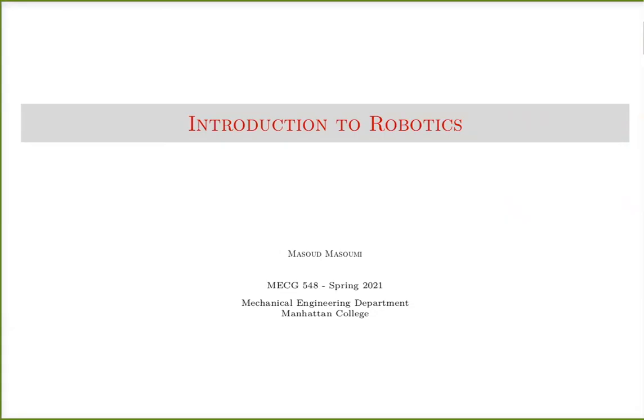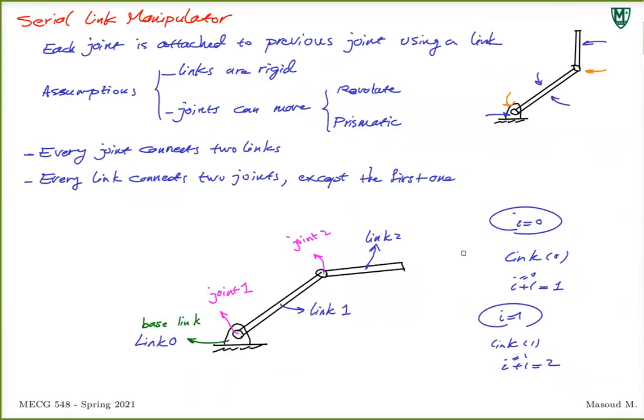All right. So guys, we started talking about serial link manipulators. Well, how do we number links and joints? The process of numbering links and joints. Remember, we're trying to come up with a unified approach, a standard approach to study serial link manipulators.